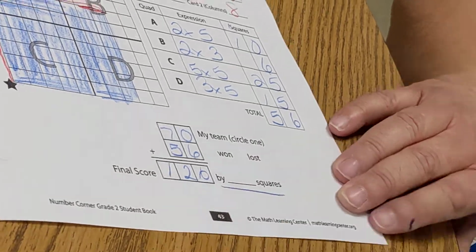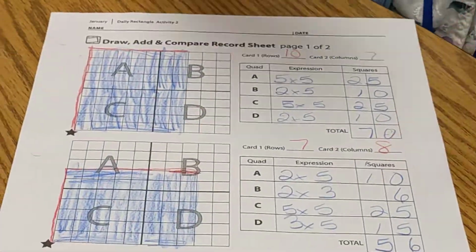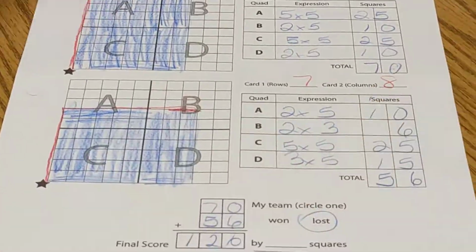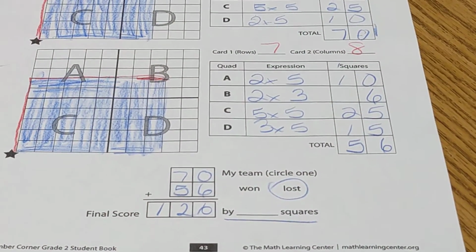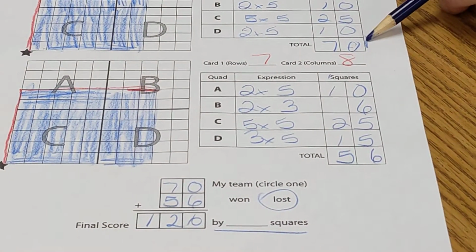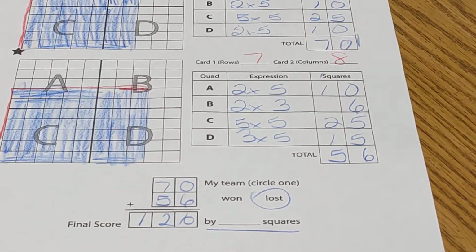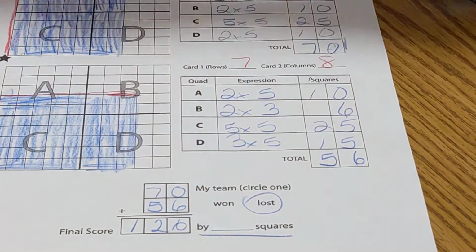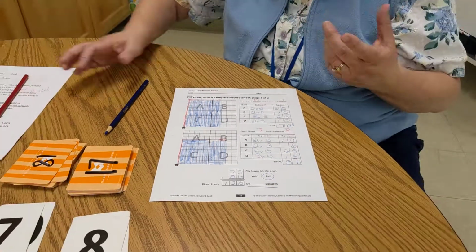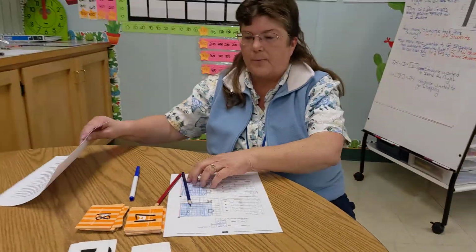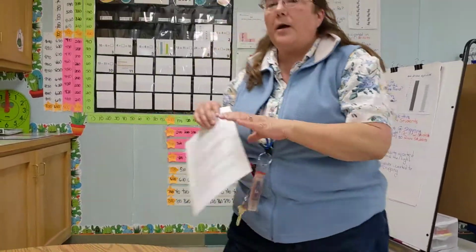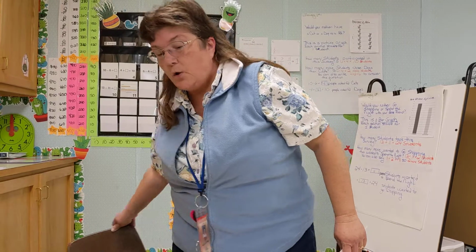I'm not sure how to fill that part in, but my pull of the cards got me more squares than you, and so I won that time. But we will play this one again, and you guys will probably win it the next time. And like I said, this is in your Number Corner workbook, so you can play it at home. You guys got a set of cards.